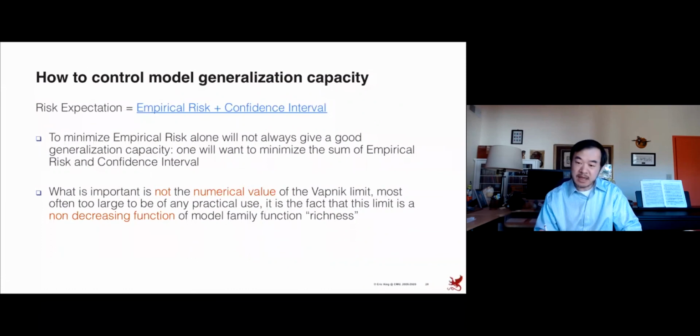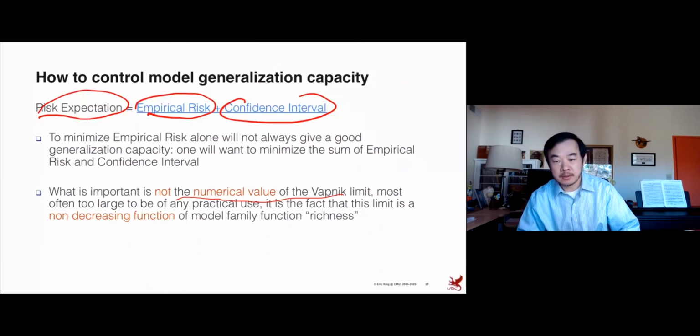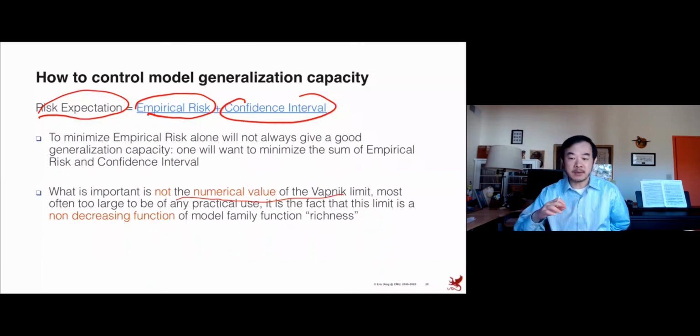So now at least we established the concept that the expected risk, or the true risk, consists of two components. One is the empirical risk. The other is called the confidence interval. Again, that's another term; the gap is sometimes called a confidence interval. And it is very important that the numerical value of this limit is not very important. In fact, you will see people don't use the Vapnik bounds to calculate the error because it is usually off by several orders of magnitude.